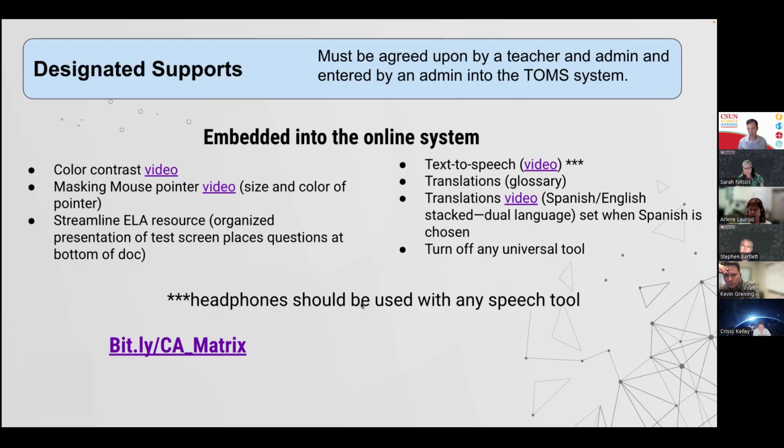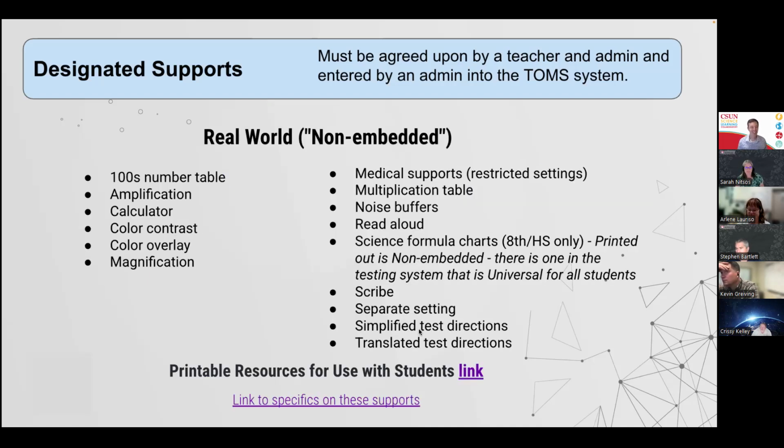And the caveat here is to make sure you have headphones if you're going to be using text to speech, because we've got a lot of people in one room all at once. All right. So there are a lot of things that you can provide to students that are not part of the system that are able to be turned on for any student that you all agree upon.